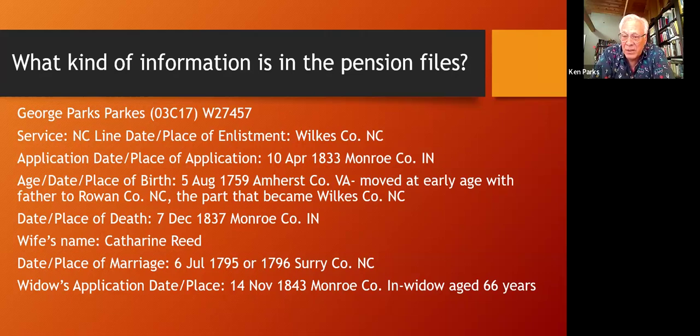And an interesting bit of additional information, that they moved at an early age with his father, I assume the rest of the family, to Rowan County, North Carolina, the part which became Wilkes County, North Carolina. And that's very interesting and consistent with what we know. We associate Parks in Wilkes County, North Carolina, primarily with the Thomas of Virginia line. But we also tend to associate Rowan County Parks with the Roger of New Jersey lineage key K line.